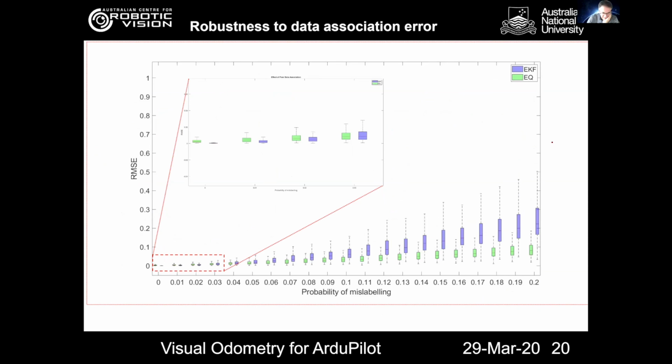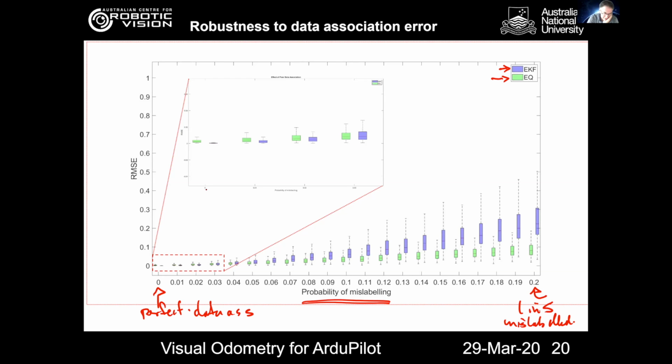And I guess this is just to demonstrate the same result. What we're doing here at the bottom graph is showing an example where we've added the probability of mislabeling a point. Down here, everything's perfect. There's still noise in the system, but all the data association is perfect. Up here, 1 in 5 points is mislabeled. And what we've done is an EKF in blue, and this simple first order, very basic filter based on symmetry principles in green.